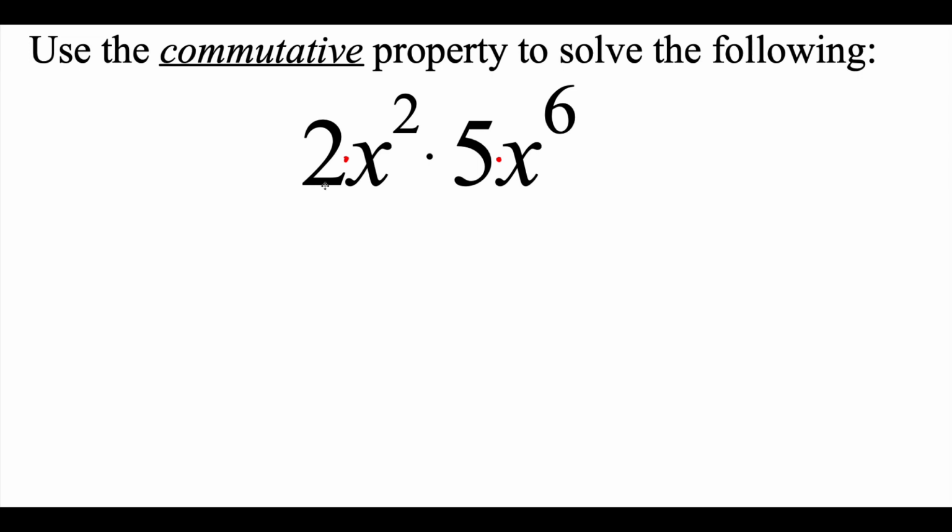So what I'm going to do is take all of those numbers and just move them out to the front. So we've got a 2 and a 5. We're still supposed to multiply those together.